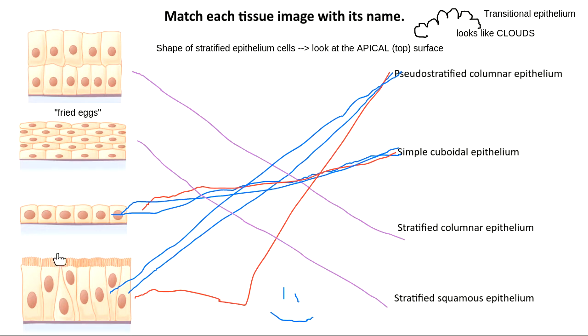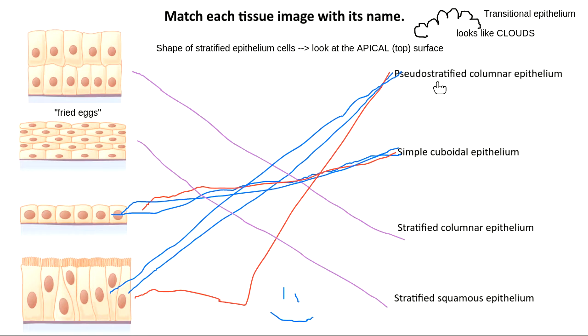We've got one layer of cells right here. Notice that these cells are just as wide as they are tall, which means that they're a cuboidal cell, and there's one layer of them. So we identified that simple cuboidal. And then our last example down here is that fake it till we make it type of tissue. So remember, that's pseudostratified.